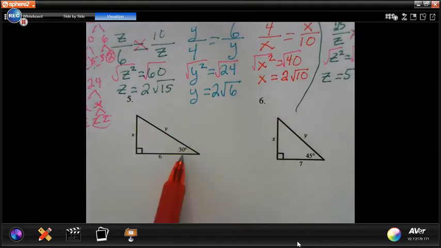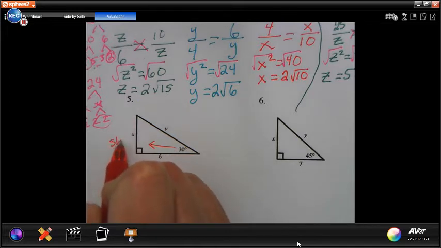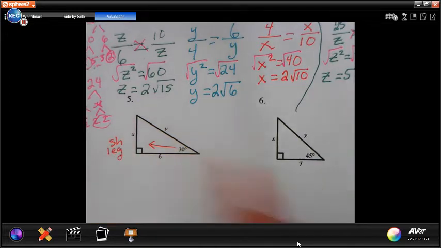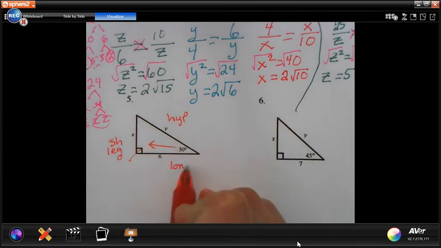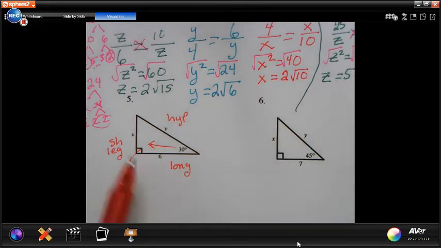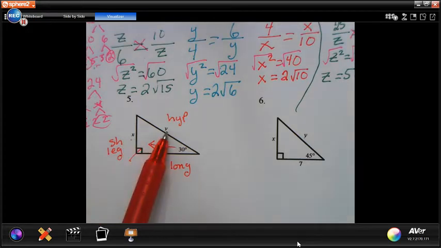Well, here, the side away from the 30-degree angle is called the short leg. The right angle always points to the hypotenuse, so this is the hypotenuse. That makes this the long leg. So our short leg has a variable, our hypotenuse has a variable, our long leg has a number. So we're going to go with that formula.